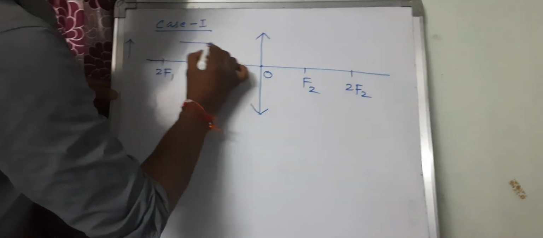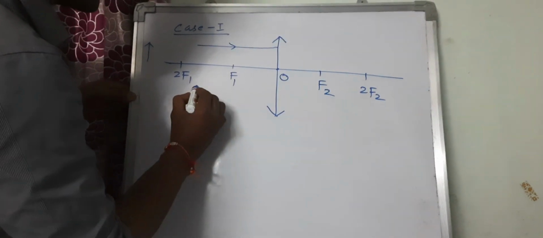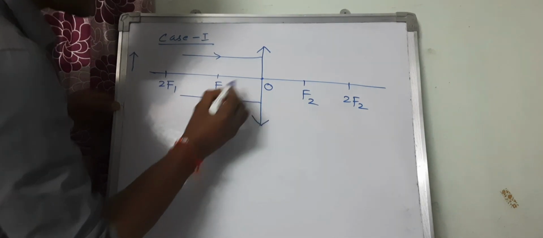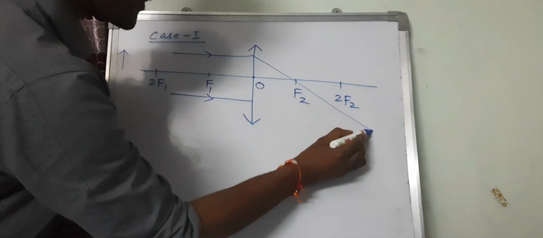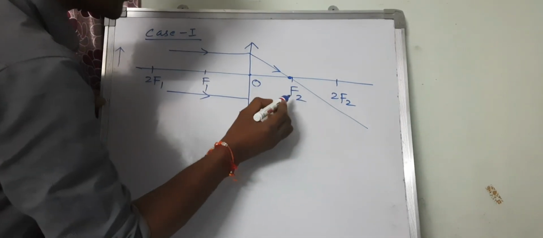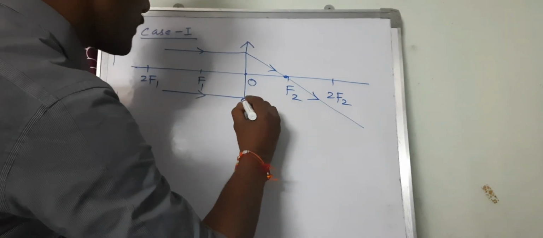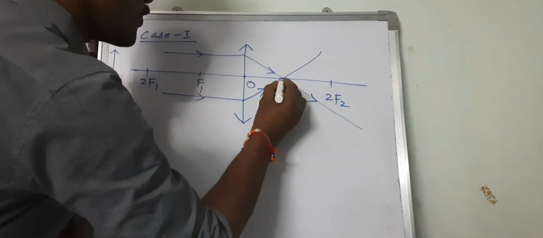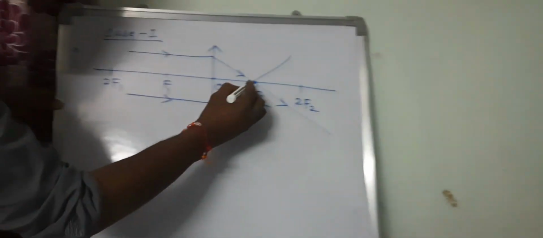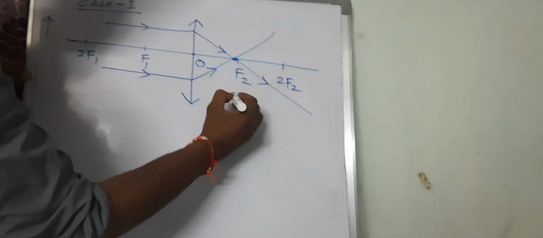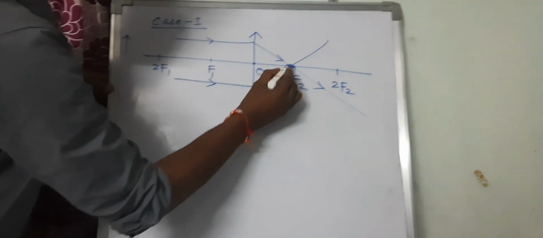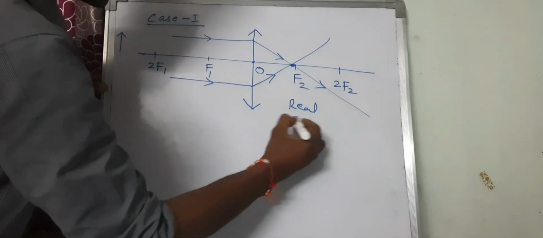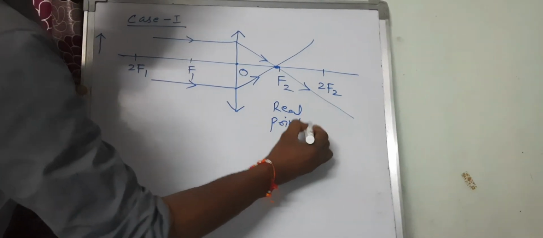So the rays are parallel. After refraction, they pass through the focus. This is the focus point. It also passes through the focus. So when the object is at infinity, the image forms at the focus. Image location is at the focus, and the nature of the image is a real image and a point-sized image. This is case 1.